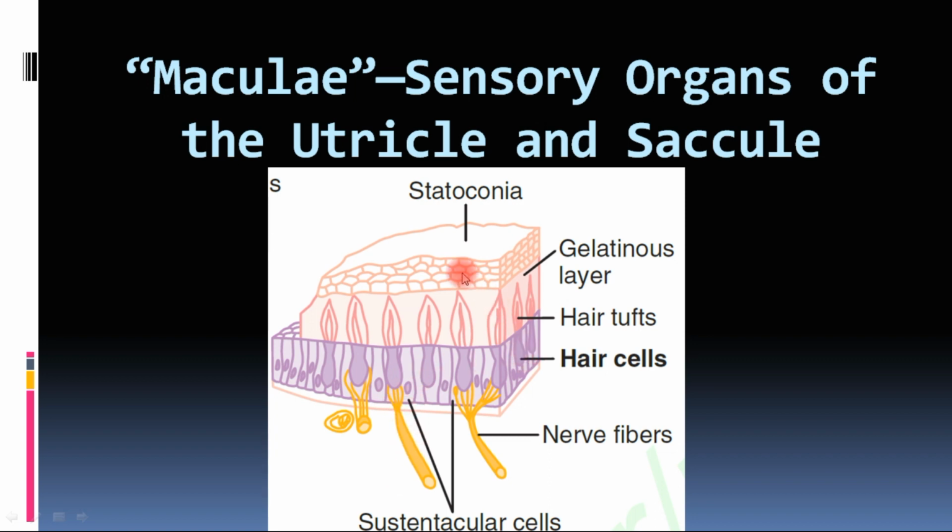So this is the basic structure of the macula. What are its components? The gelatinous layer. On that gelatinous layer lie the calcium carbonate crystals called statoconia or otolith, and then the second part is the hair cells, which have the body and its cilia projected into the gelatinous layer. And these hair cells are supplied by the nerve fibers, because when they produce receptor potential, it will get converted into action potential and will be carried through these nerve fibers to the brain. So this is the basic structure of the macula, which is the sensory organ of utricle and saccule.